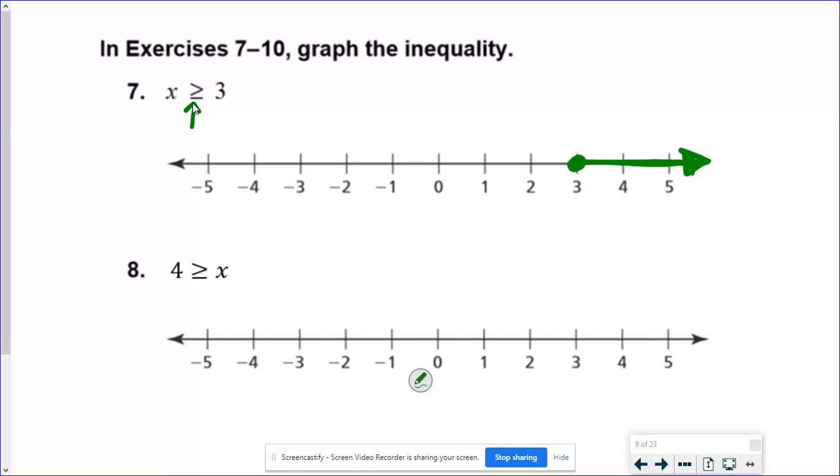The trick on number 8 is that the x isn't first. In fact, I would say take the step to put the x first instead of just trying to switch stuff in your brain. Do you see that the alligator is trying to eat the 4? When I rewrite this, the alligator has to still be trying to eat the 4. It's going to flip the sign because I flipped the whole inequality around. So this is at 4. It's equal, so it'll be a filled-in circle. And this time it's going to be a little less than, so all the way down here.